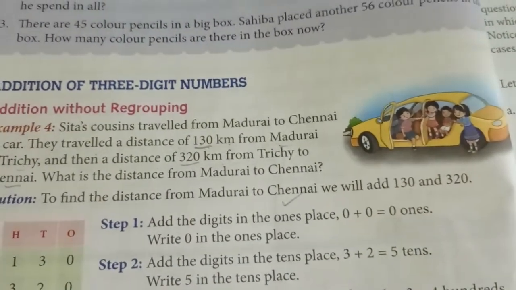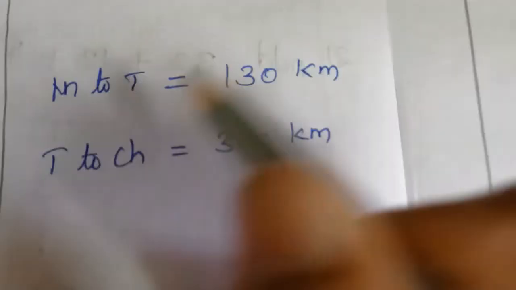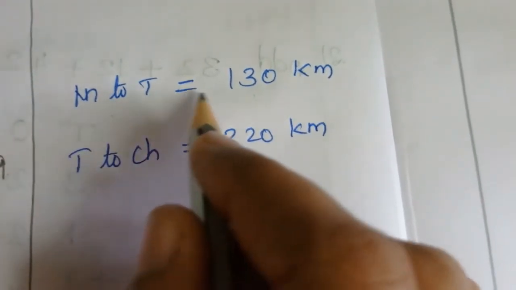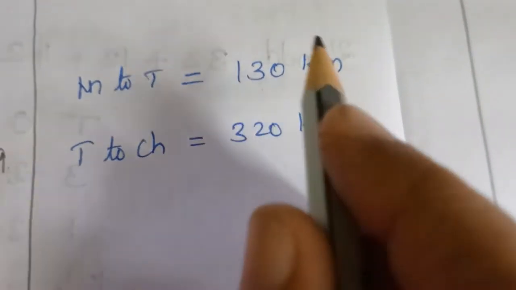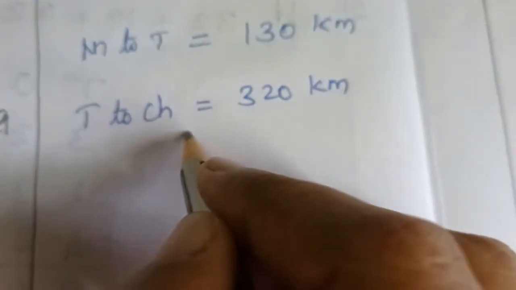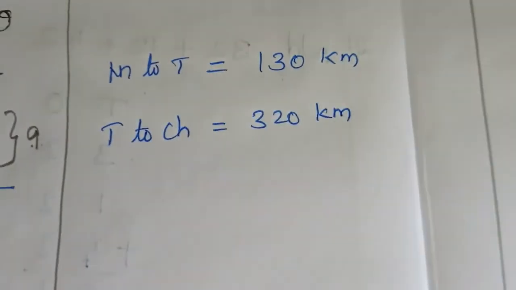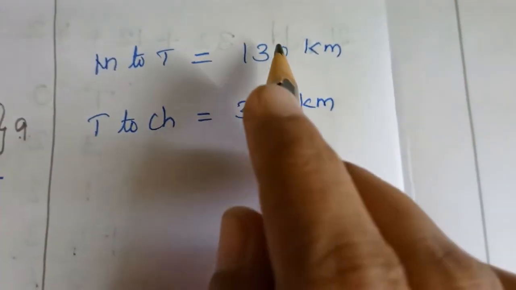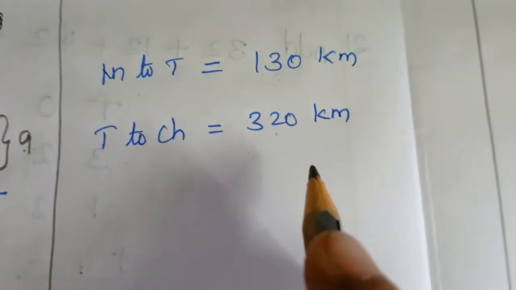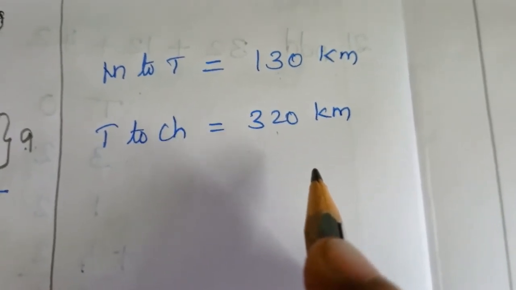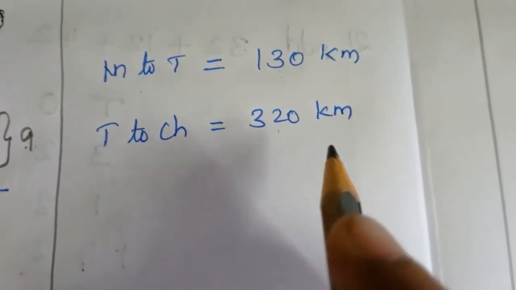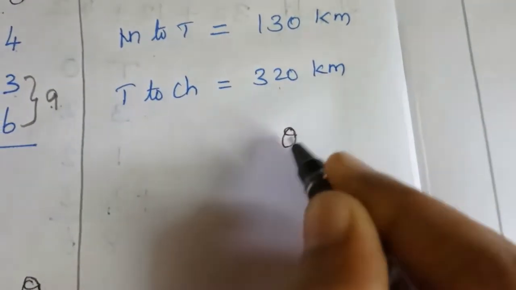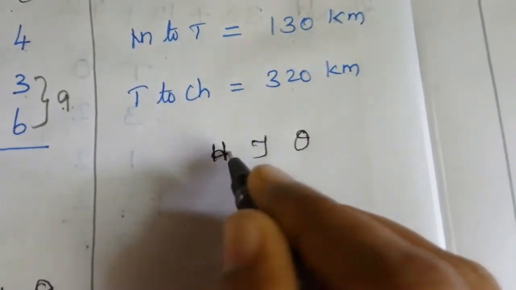Now let us look at this. Sita's cousins travelled from Madurai to Tiruchi 130 km and Tiruchi to Chennai 320 km. So children, look at this. Both the numbers have 3-digit values. The 3-digit values are ones, tens and hundreds.